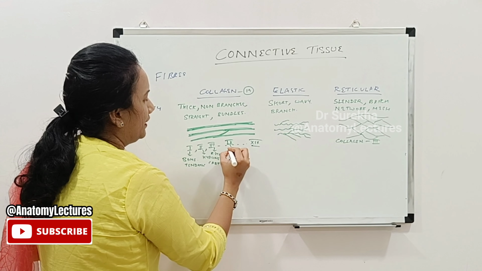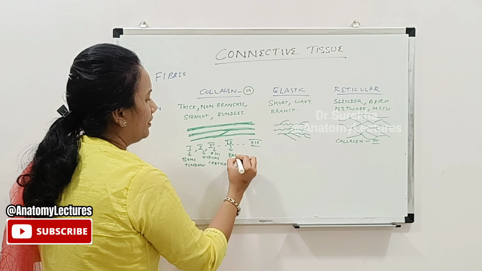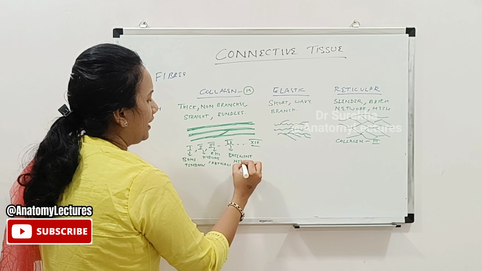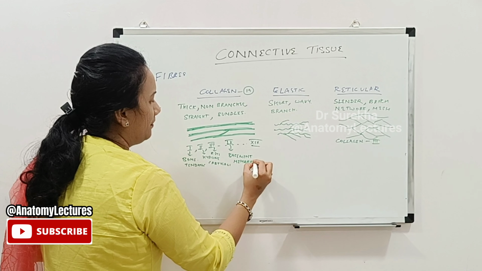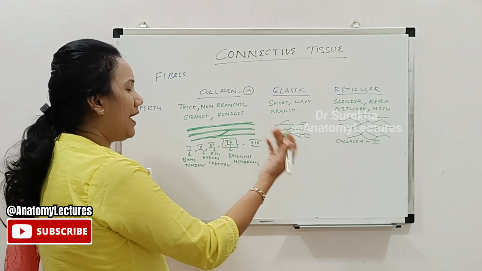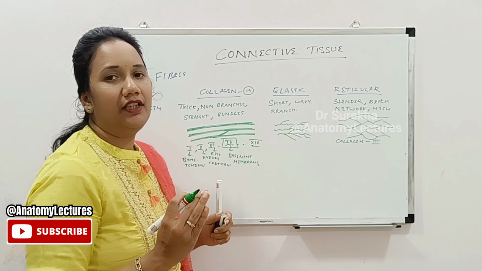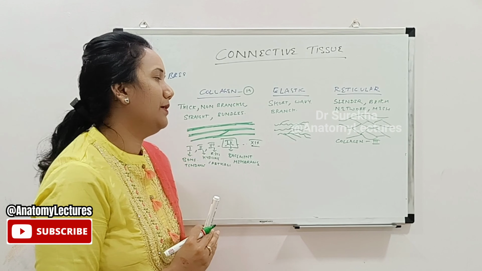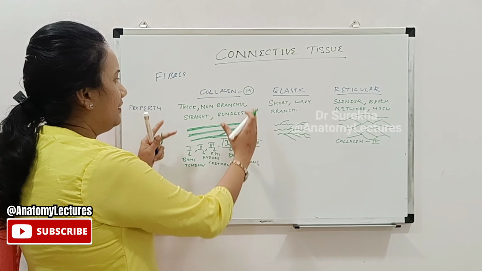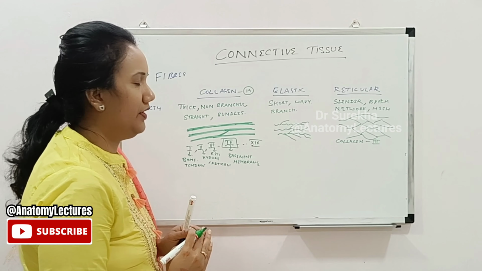Type 4 is present in the basement membrane. So if somebody asks you what type of collagen is present in the basement membrane, that is type 4 collagen fiber. And type 5 is present in the anchoring fibrils of the basement membrane. The remaining things are not so important. This is about the collagen fibers.